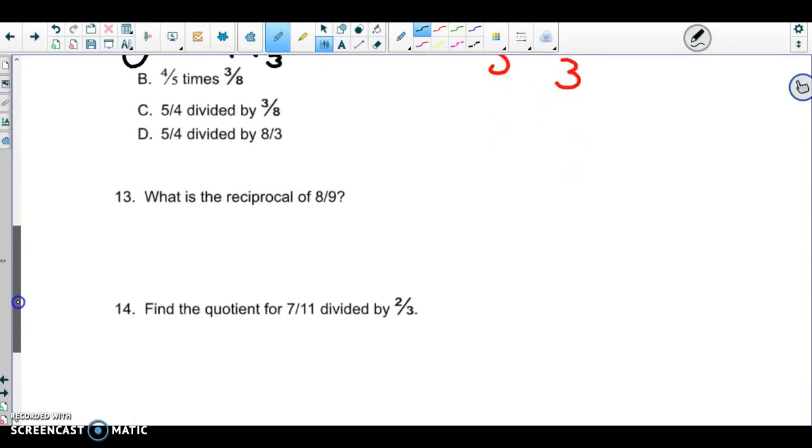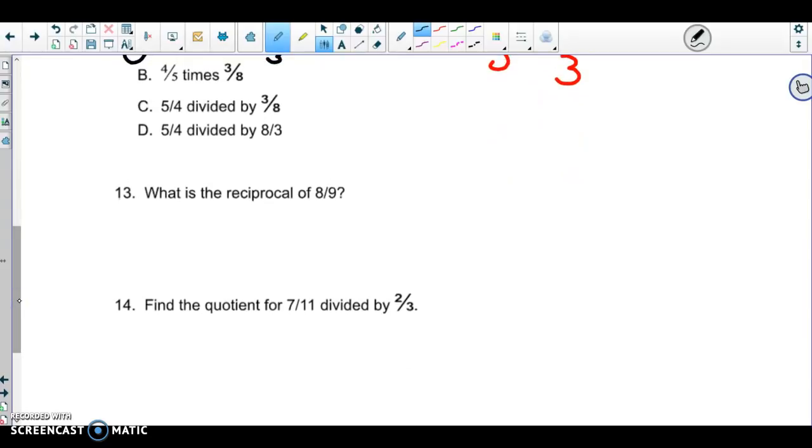All right, number 13. What is the reciprocal of 8/9? That should be a simple problem. 8/9, we're just going to use the reciprocal. We just flip that, right? And so it would be 9/8. If we simplify it, which would be the best way, it should be 1 and 1/8 because there's a group of 8/8 there that we could pull out.